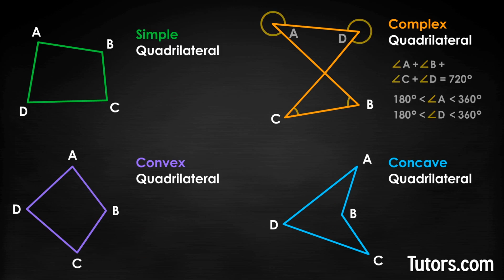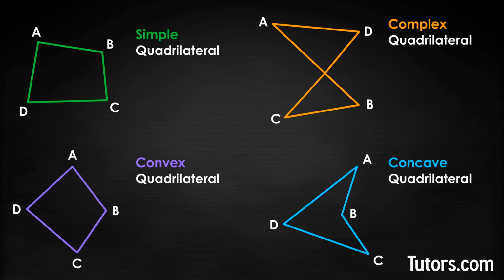Next up is the diagonals of quadrilaterals. All convex quadrilaterals have diagonals, which are line segments connecting non-adjacent vertices, inside their enclosed space. All concave quadrilaterals have one of their diagonals outside their enclosed space. All complex quadrilaterals have both diagonals outside their enclosed space.